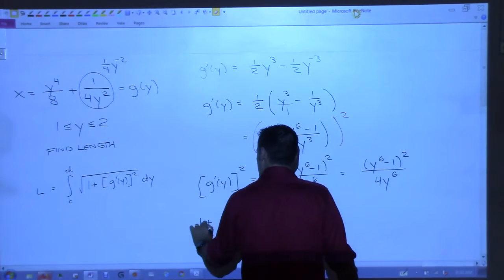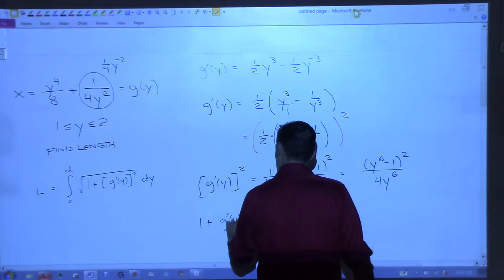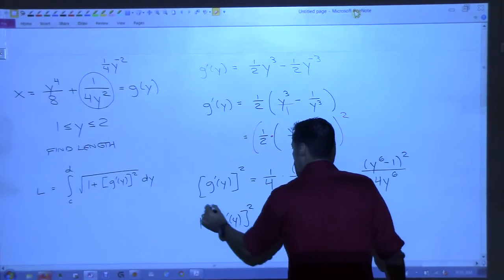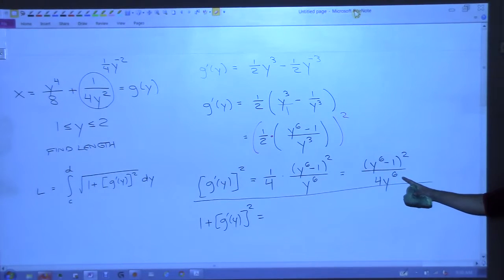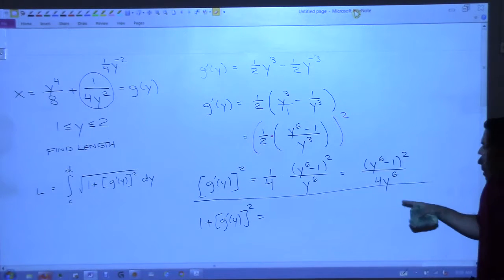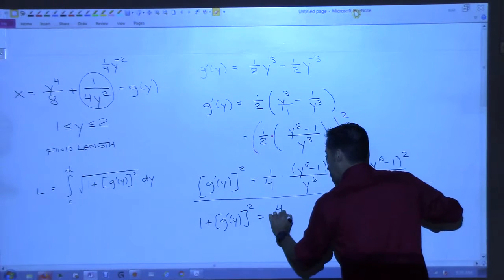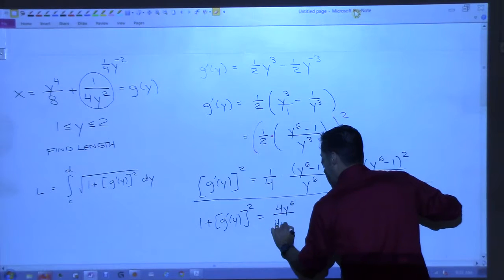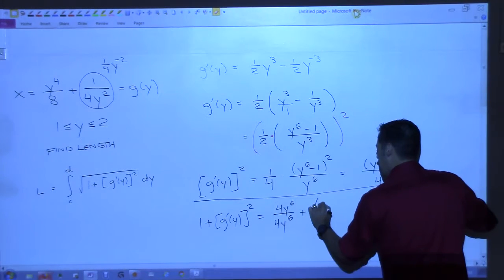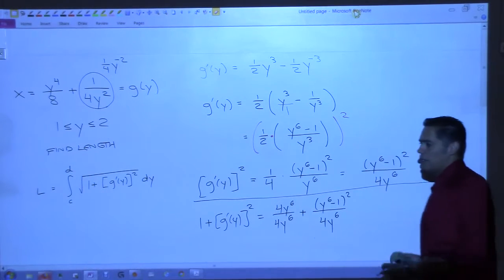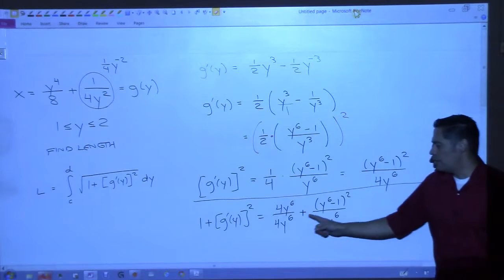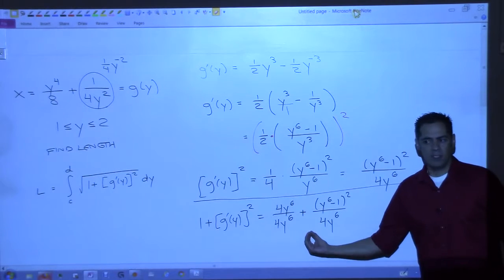So if I do 1 plus this squared, this is kind of a separate little idea here. If I add 1 to this, I'm just going to have plus 1 out here, but I'm going to want to put those together with a common denominator. So when I write my 1, I'm actually going to write it as 4y to the 6th over 4y to the 6th, plus y to the 6th minus 1 squared over 4y to the 6th. Y'all following me? I'm thinking ahead that this 1 needs to be this so that I can put those together.